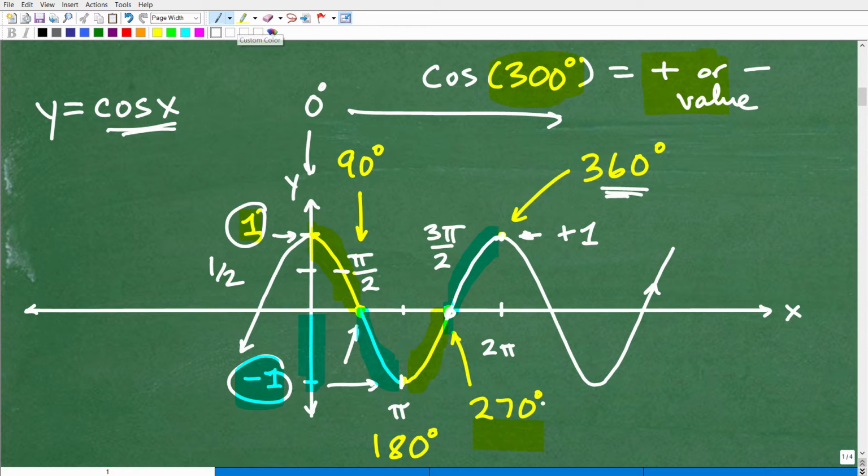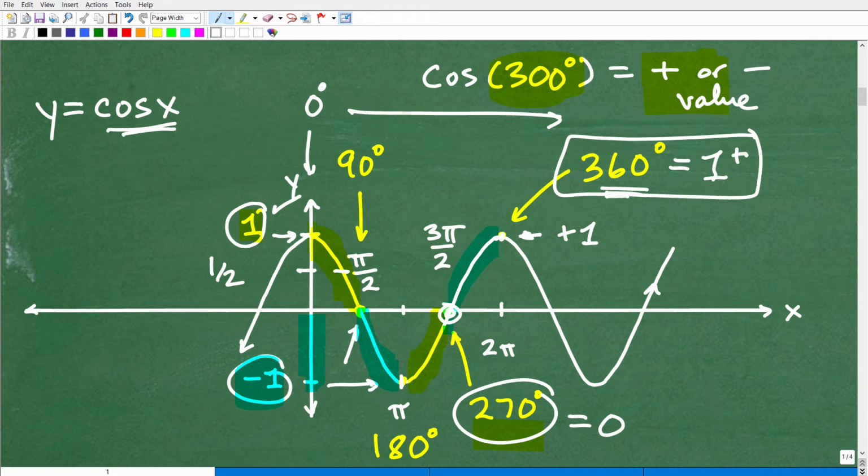Where is 300 degrees? Well, if this is 270, and that's at 0, and right here, 360, we're already back up with our amplitude of +1. Where's 300 degrees? Well, 300 degrees is going to be somewhere in here. So you can just estimate. This is in positive territory here, right? We're above 0 and we're going all the way up to +1. So our answer has got to be positive.